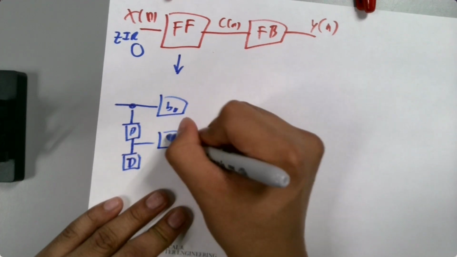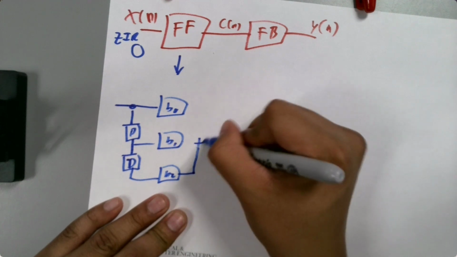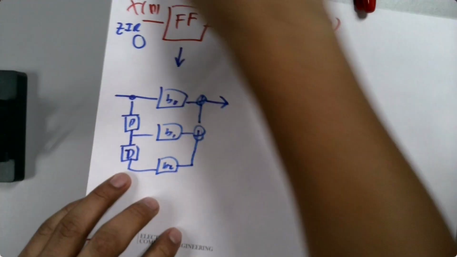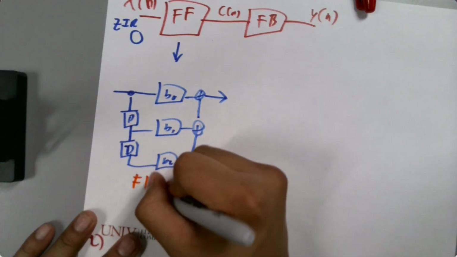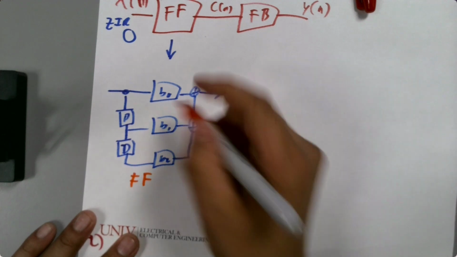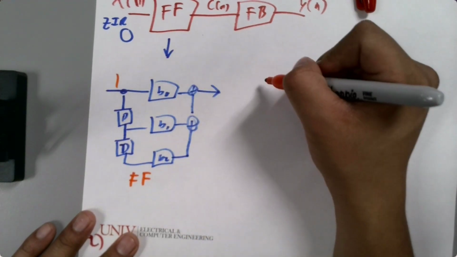B0, B1, B2, add, and this right here is a feed forward, okay? This is our feed forward block. All our things go forward. So if we're right here, right? And we kick this right here, right?